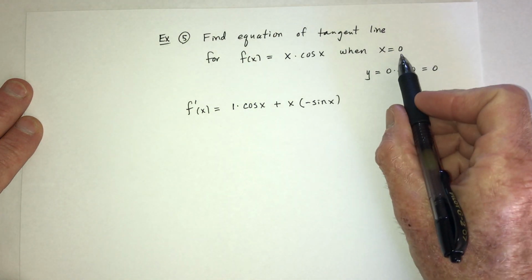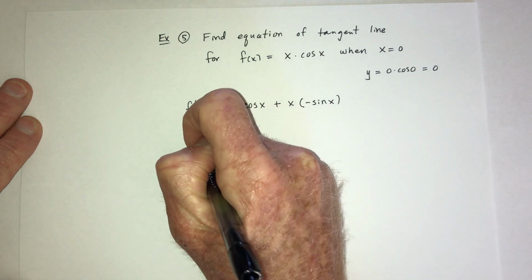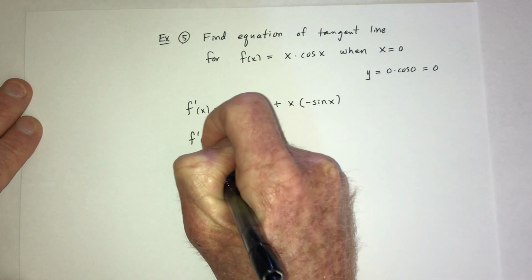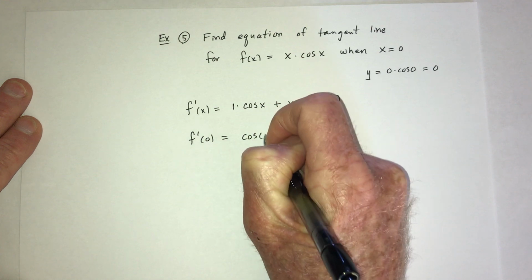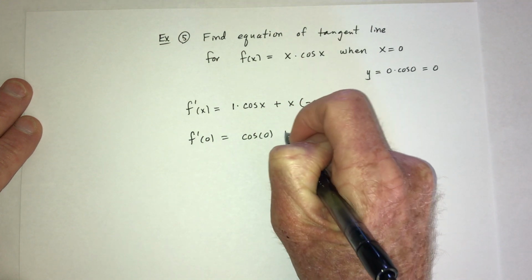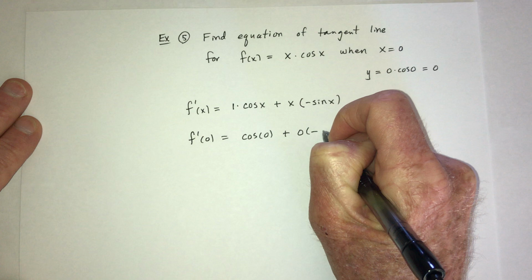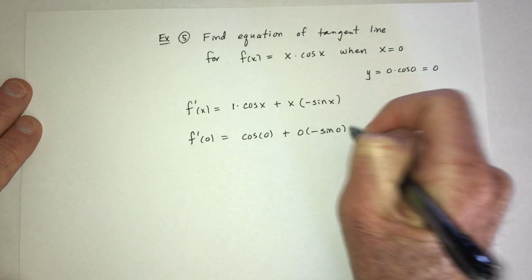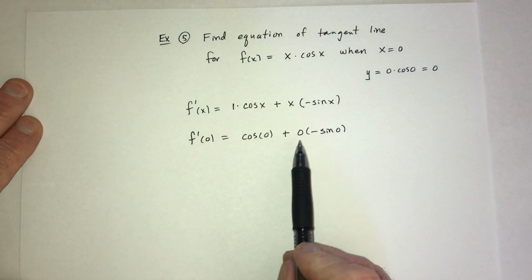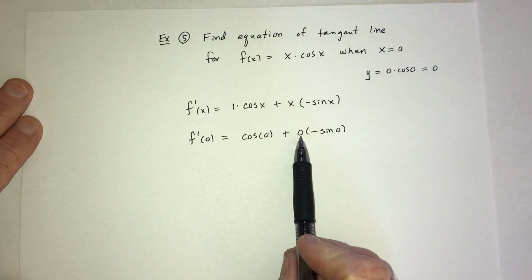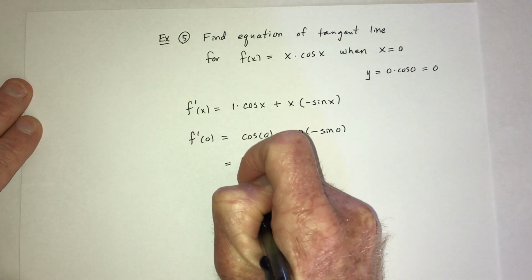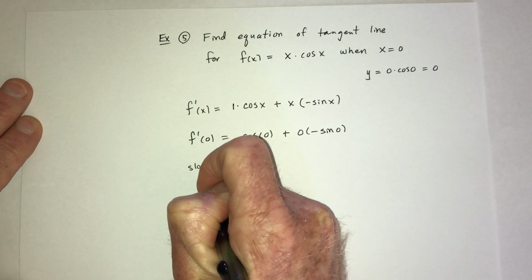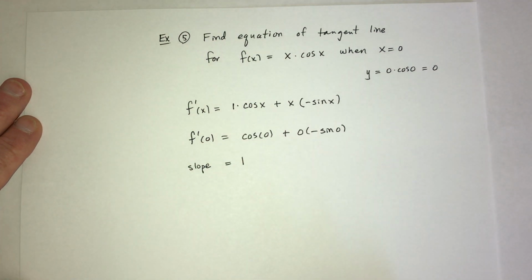Okay, now I need to substitute x is 0. So the derivative, when you plug in 0, will equal 1 times cosine of 0 plus 0 times negative sine of 0. So this is going to be 0 times something, so that's 0. Cosine of 0 equals 1. So the slope of the tangent line is going to be 1.